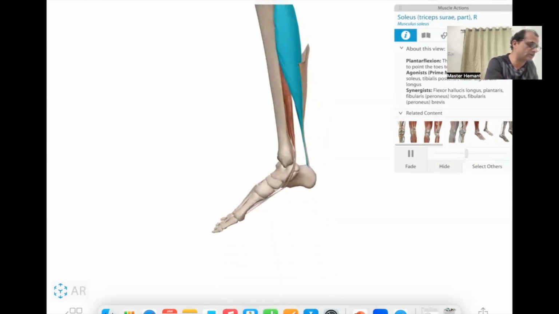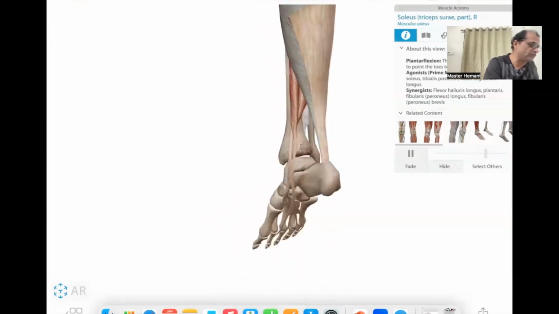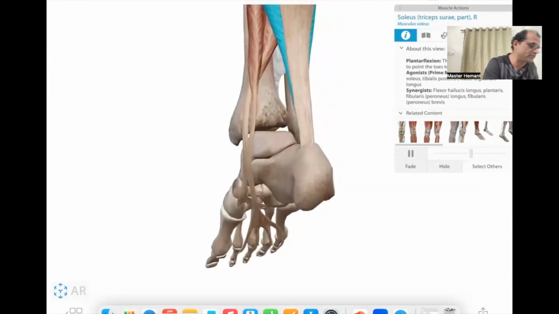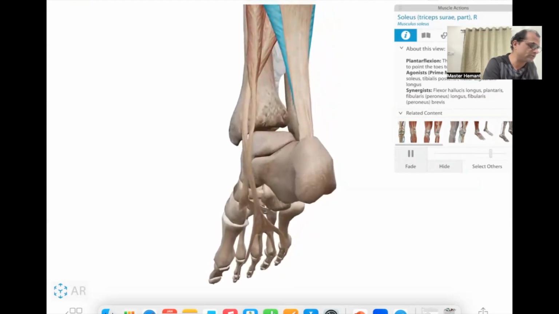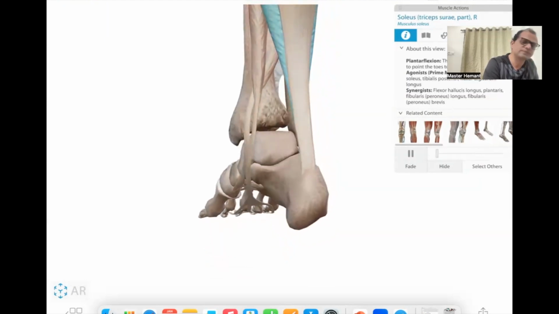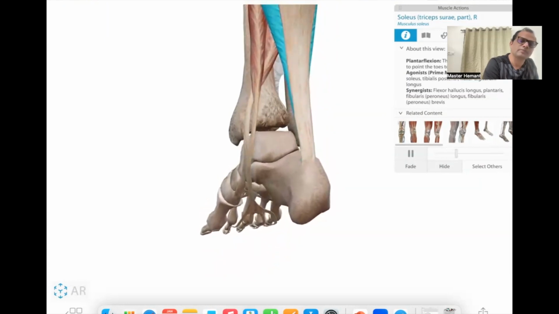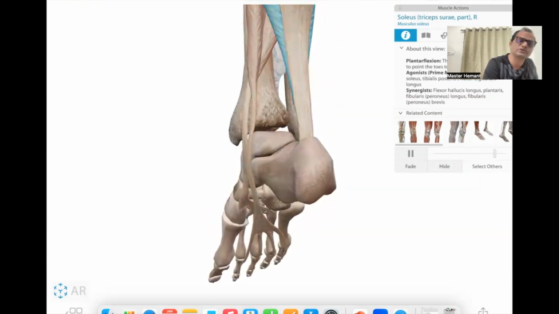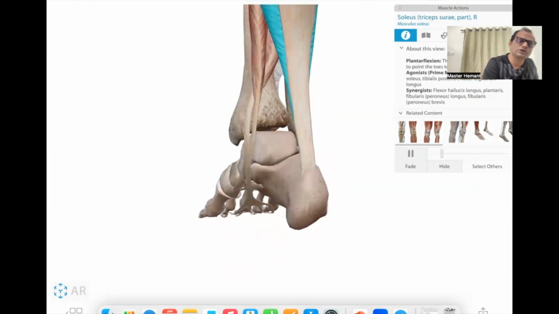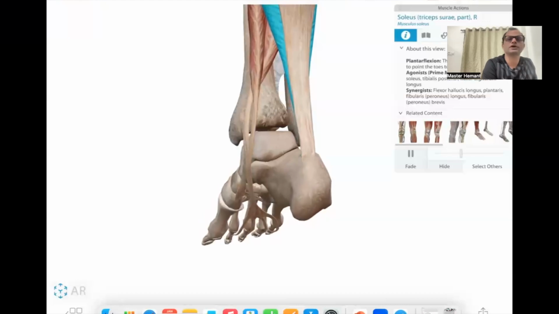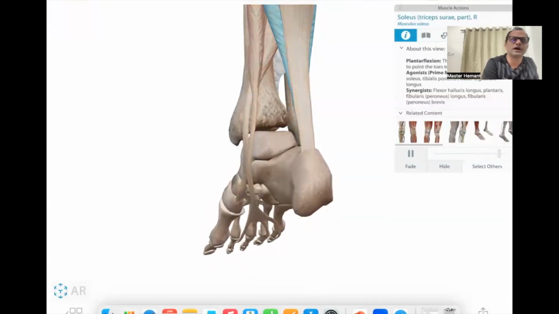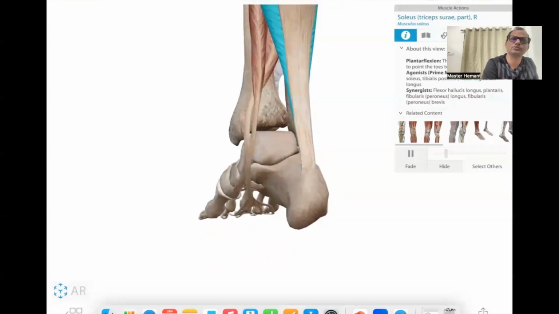Look at here, plantar flexion. When the calf muscle is contracting, it's pulling the heel upward, and we are able to do plantar flexion. हम plantar flexion कर पाते हैं. This movement is called plantar flexion. So this movement is happening because of the calf muscles. If the calf muscles are weak, we will not be able to perform this movement.